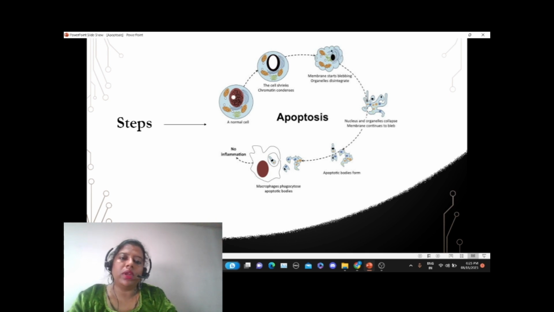That is known as membrane blebbing, and the organelles will start disintegrating, meaning they will start breaking into small pieces. Now, this process of membrane blebbing, organelle disintegration and nucleus disintegration will continue, leading to the formation of small pieces known as apoptotic bodies. These apoptotic bodies are finally engulfed by macrophages, and as you all can see, there is no inflammation, meaning the nearby healthy cells are not affected by this process.